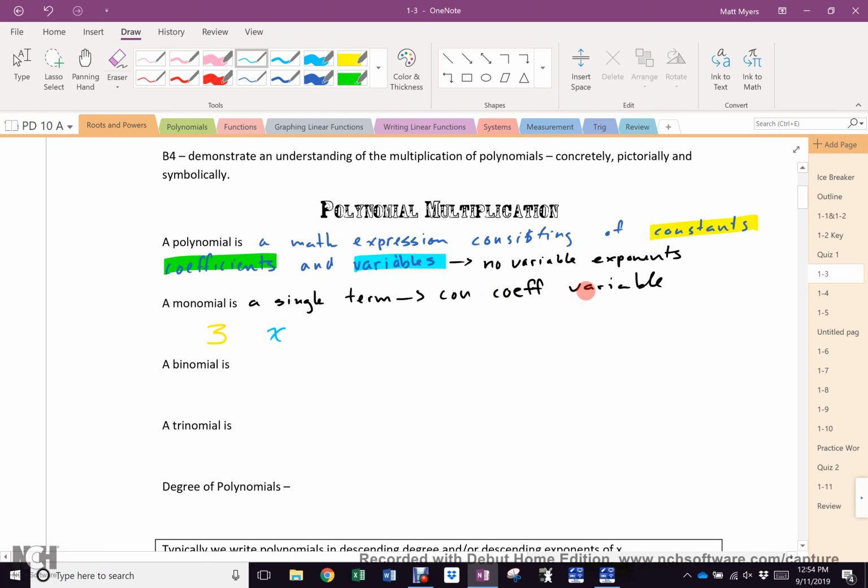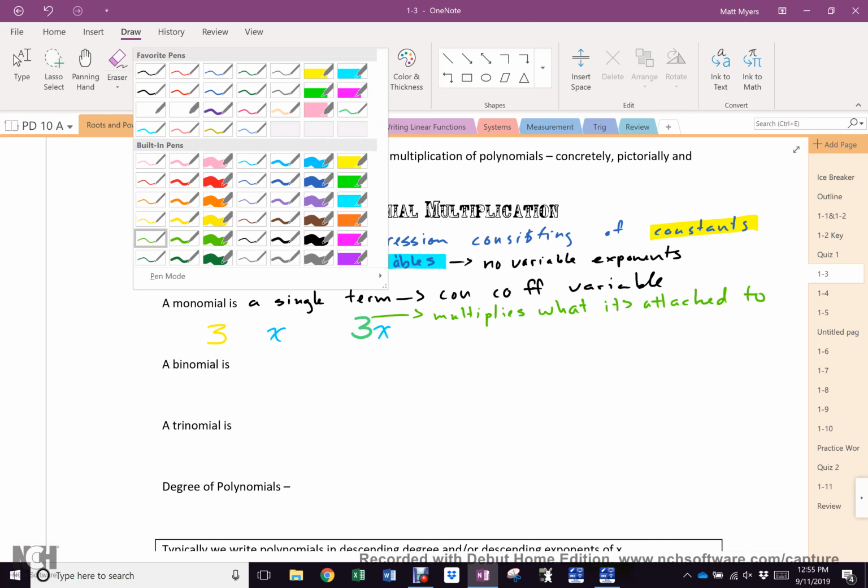Constants, coefficients, or variables? A single one. Now, here's where it gets a little tricky. A coefficient, which I will be writing in green, 3, always goes with a variable, x. That coefficient, you all know this already, a coefficient simply multiplies what it's attached to. Just like an exponent. So 3x means that there is 3 x's. It does not mean x times x times x. We all know this already.